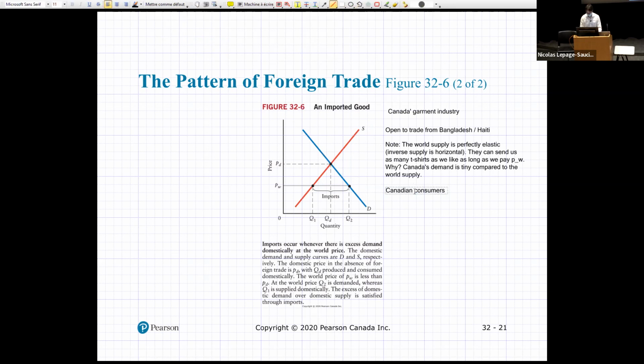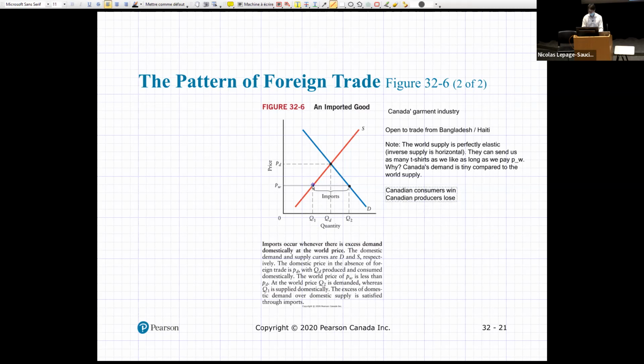So what we observe is Canadian consumers win and Canadian suppliers produce less. So the producers, do they still sell something or not at all? Yes, they sell Q1. Why do we know they sell Q1?